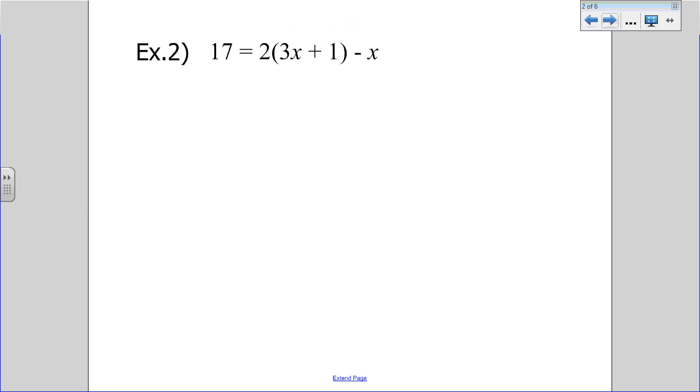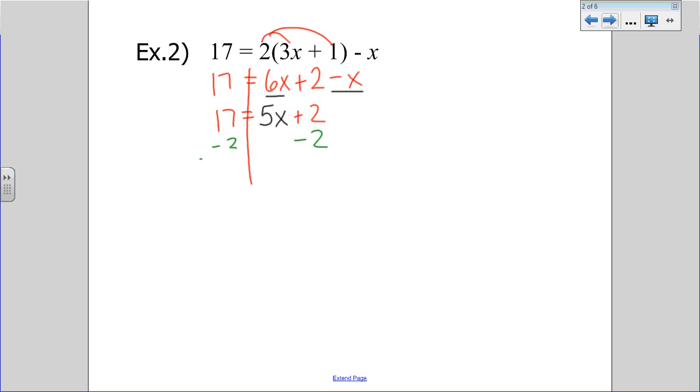So let's take a look. We have 17 equals 2 times (3x plus 1) minus x. It says to simplify, so we need to do this distribution. So we have 6x plus 2 minus x is equal to 17. I'm going to draw the line through so I can see what I've got going on here. I do have like terms to combine. 6x minus x is 5x. They're on the same side, but this stays plus 2, and this stays 17. There's only one variable, so I'm going to subtract 2 from each side.